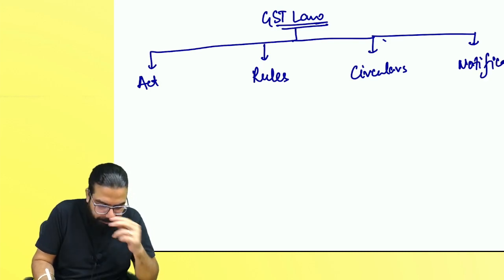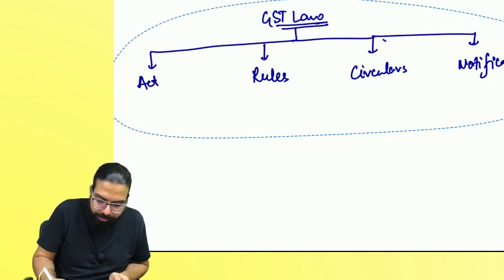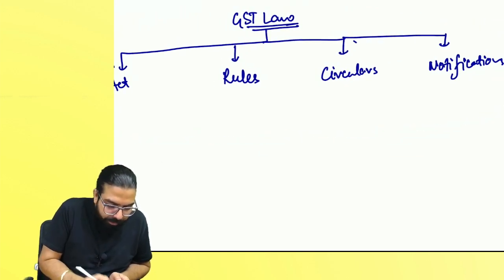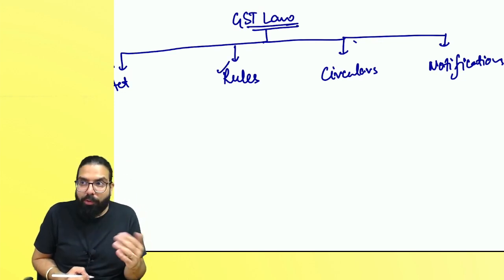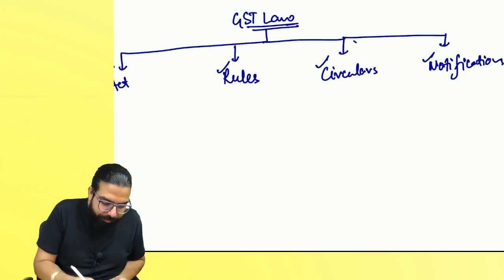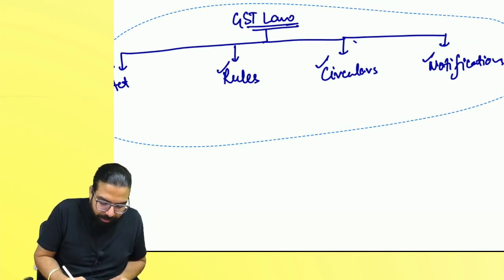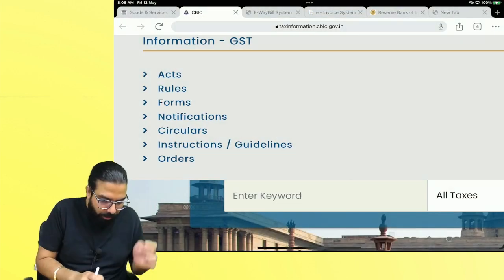Correct, everyone? In GST law, what are the various things we have? We have the GST Act. We have the GST rules, CGST rule, SGST rule, IGST rule. We have circulars. We have notifications. Sir, where did you show this? If you see over here, in the portal only, you'll be able to see.